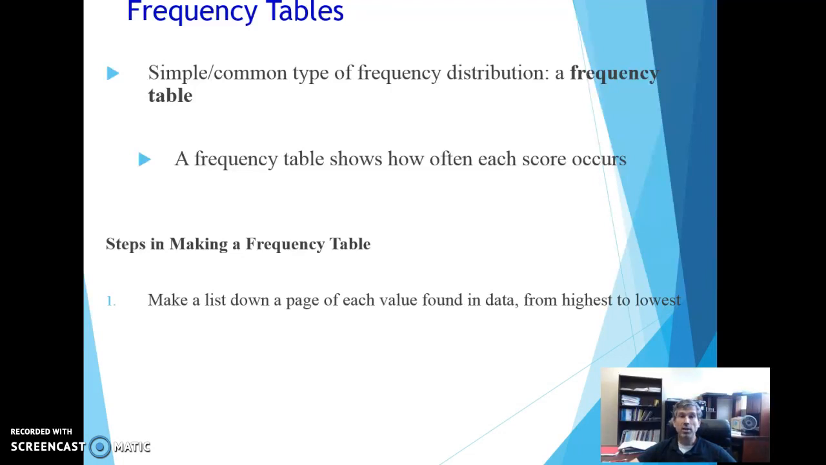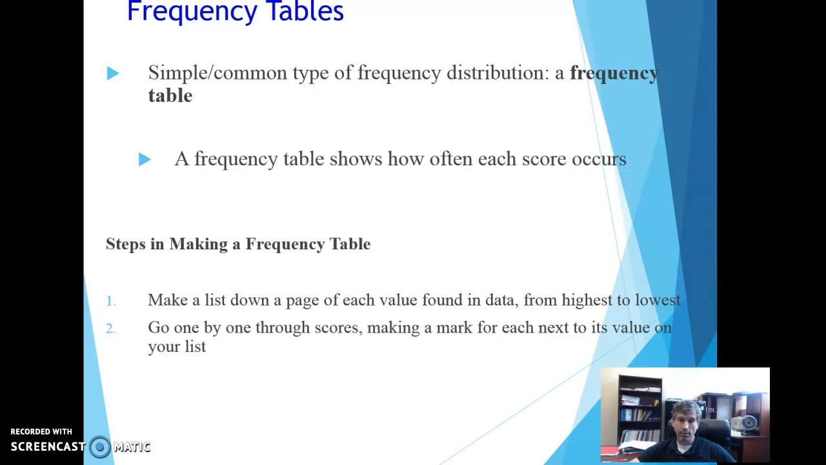Here's the simplest type of common frequency distribution. It's called a frequency table. A frequency table is a series of rows and columns that tell you which scores are in the data set and how often each one occurred. So here's how we make a frequency table by hand. First, we take each value that we find in the data, each one that's actually represented as a score, and we order it from the highest on the top to the lowest on the bottom. We only cover the scores that are present in the actual data set.